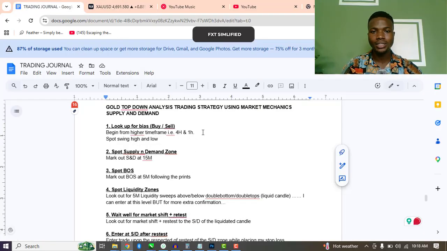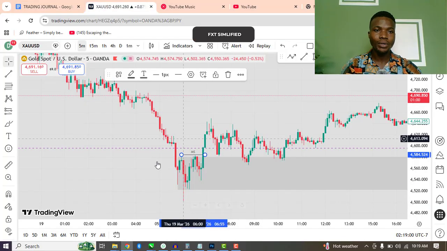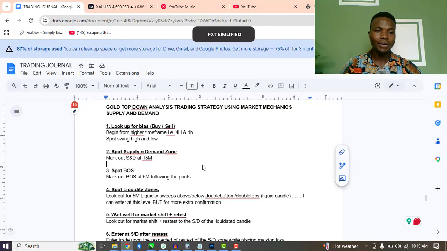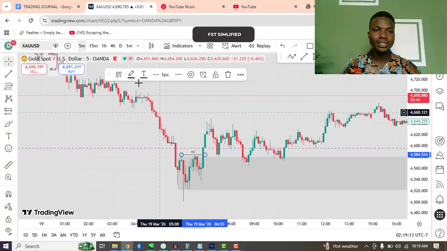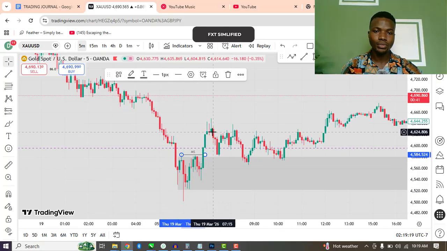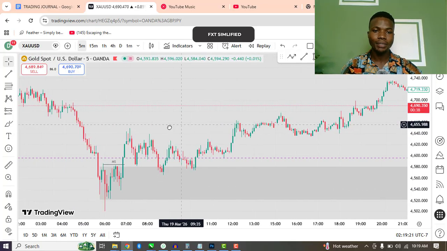If you look at my trading strategy, we first look at buyers, either buy or sell. I already said that I want to look for a buy setup. Number two is to spot the supply and demand zone at 15 minutes, which I have already done. Then I spot the break of structure at 5 minutes. This is the point that price shifted from bearish to bullish, so let me mark out my break of structure right now.